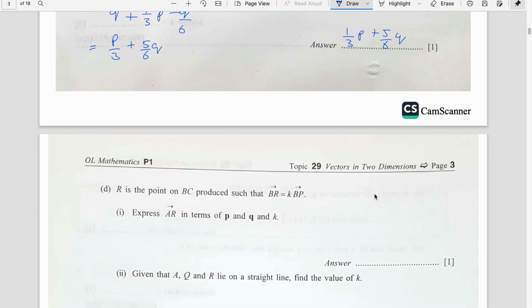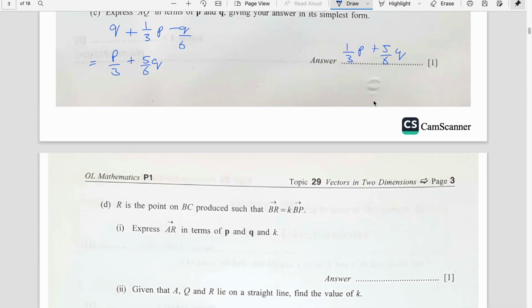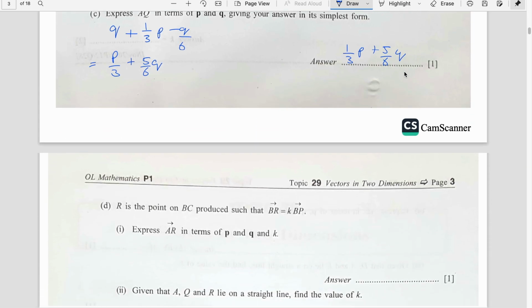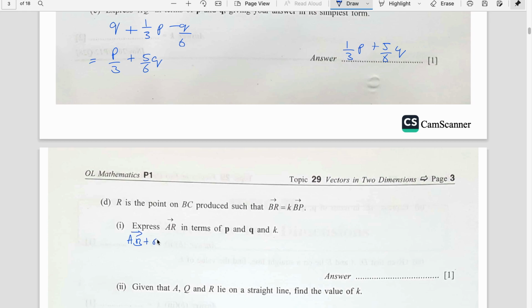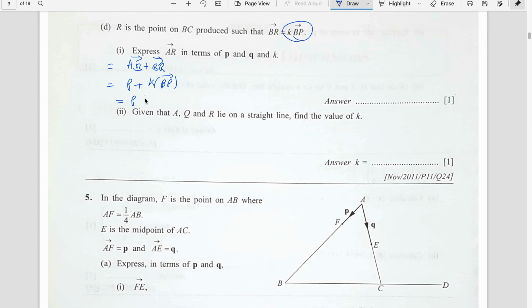R is the point on BC produced such that BR equals K times BP. So BR equals K times BP. So whatever it is, it is a multiple of Q. Express AR in terms of P, Q and K. So AR is AB plus BR. AB is P and BR is K times BP, and BP was half of Q. So that is P plus K into half of Q, resulting in P plus K by 2 of Q.